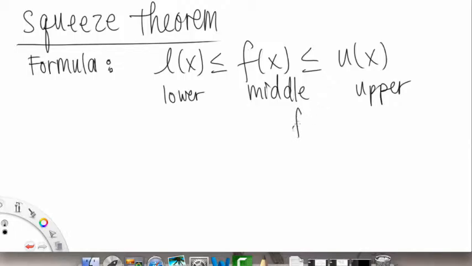So if this is true for all x on some interval, we'll just call it AB, okay? Then f of x is basically kind of trapped.